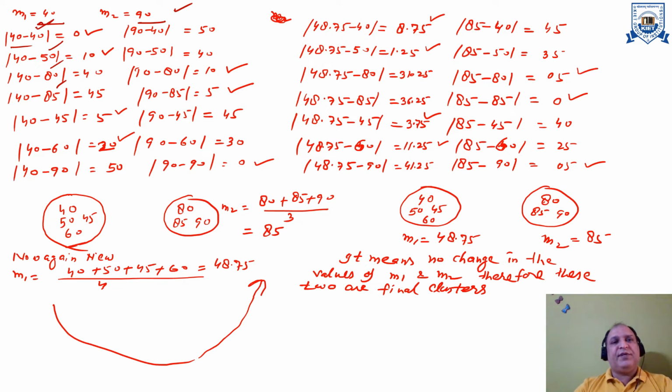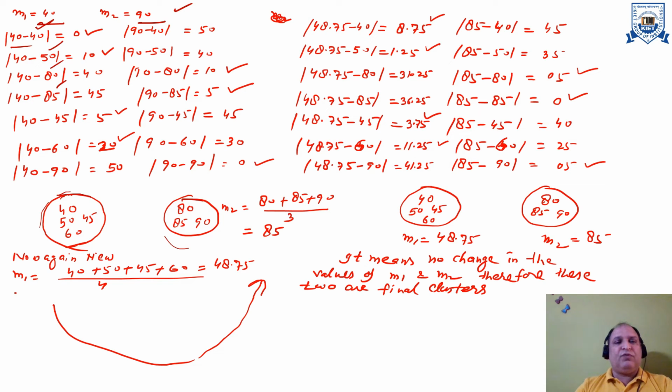Now by observation we see that 40, 50, 45 and 60, these are the 4 points which are closer to the 40. So that's why we have these points in this cluster. Similarly, 80, 85 and 90 we have in this cluster, right? So the next step will be what?